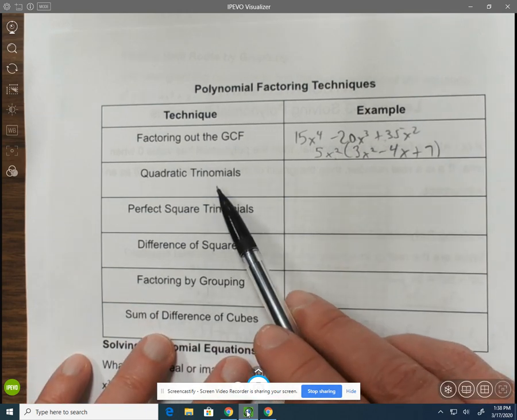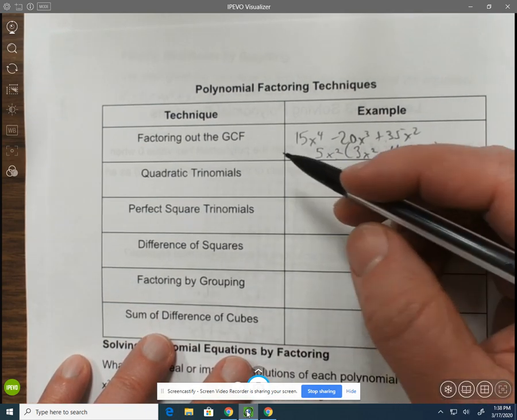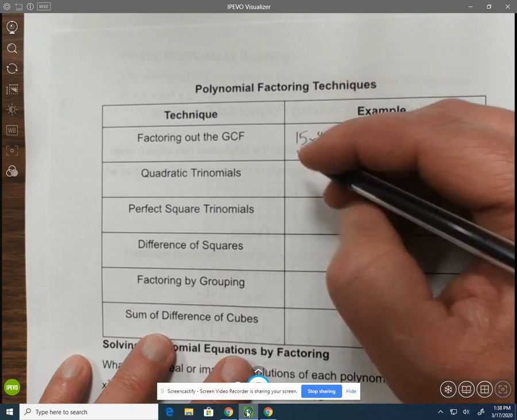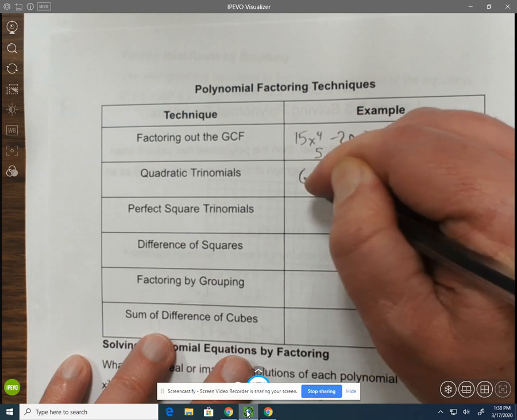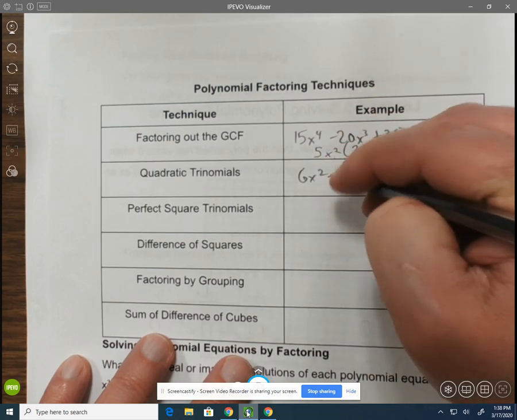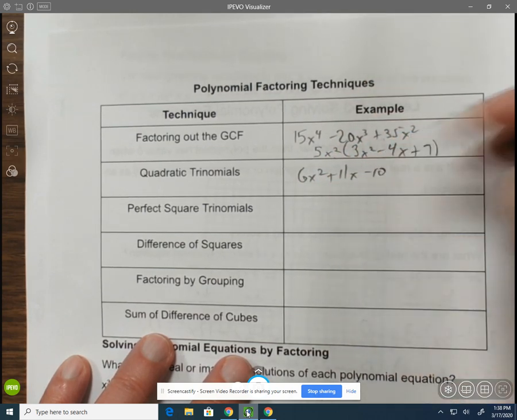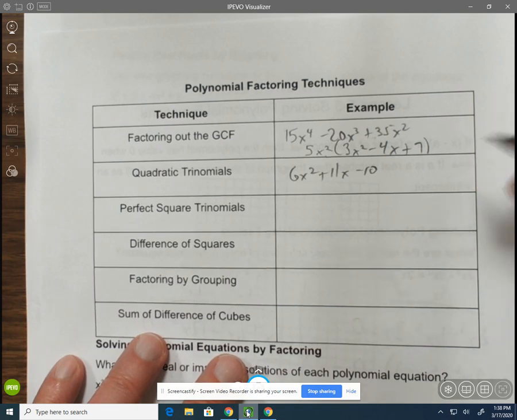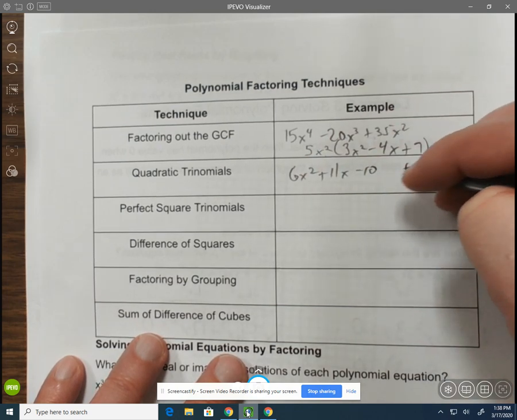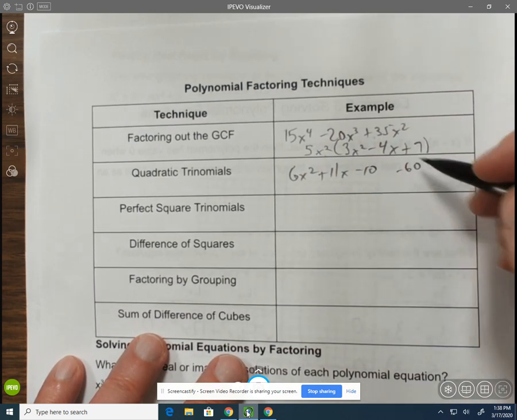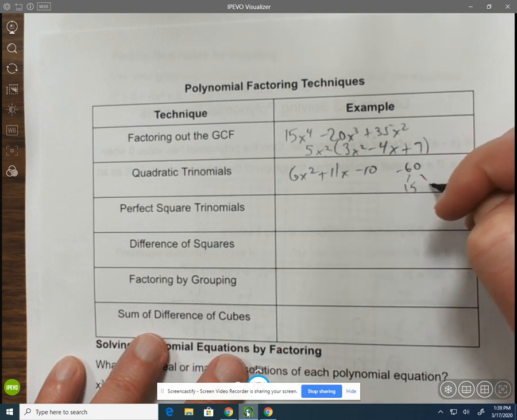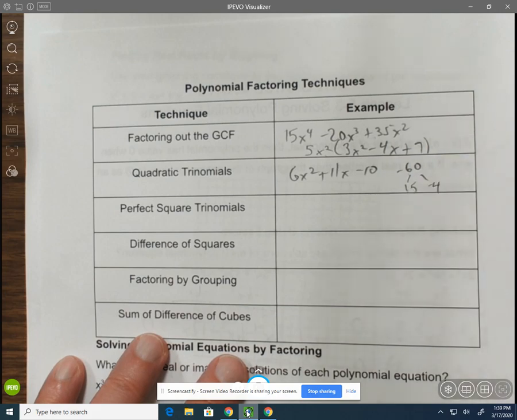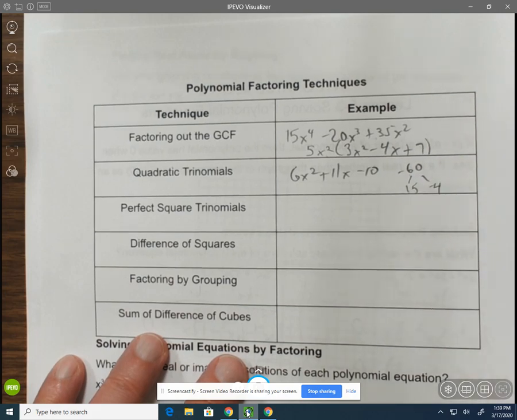Next one you should look for is quadratic trinomials. All right, so something like 6x squared plus 11x minus 10. Hey, can I factor that? Well, 6 times negative 10 is negative 60. And factors of negative 60 that add up to 11 would be 15 and negative 4. And now you can go from there.